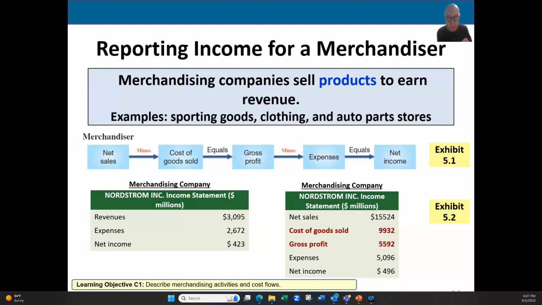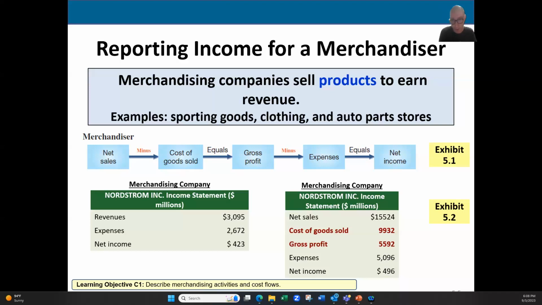Here we have, on the bottom part of this slide, Nordstrom, another big box retailer that's not doing so hot in 2023. Okay, but let's take a look at what's going on with them. So here we have the revenue, expenses, net income. Revenue was $3 billion. Their expenses were $2.6 billion, giving them a net income of $423 million.